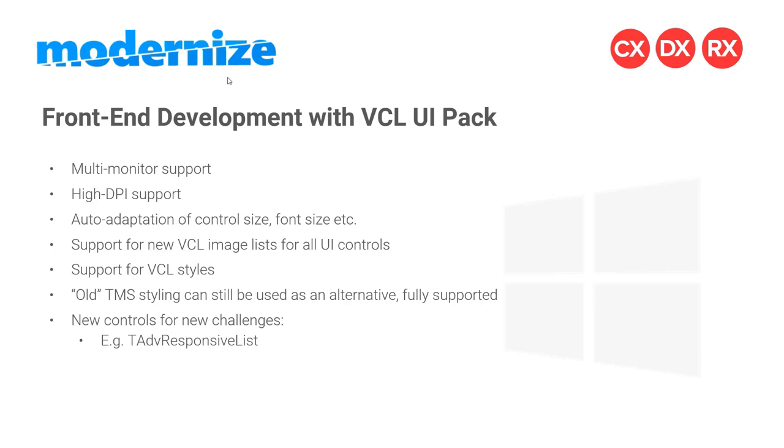So for example, here the webinar is being recorded on one monitor that has no zoom, so no high DPI involved, 100%, and the other monitor is a 4K monitor. And if I move the applications between the two monitors, nothing happens visibly. Everything is scaled correctly. Try that with a standard form without all these features being activated. The form will look very much smaller on the 4K screen than it does on the non-4K screen.